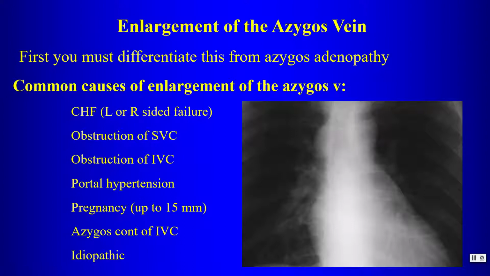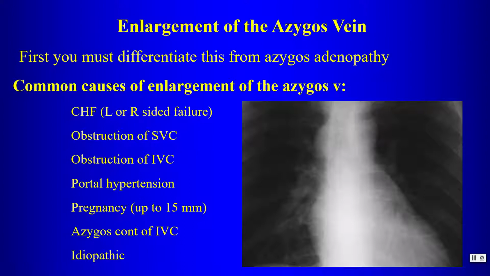Now, it is important to try to differentiate enlargement of the azygos vein from lymphadenopathy in the right paratracheal region. Common causes of enlargement of the azygos vein: CHF, actually anything that increases right-sided cardiac pressure or increases central venous pressure will result in distension of the azygos vein. Obstruction of the SVC, obstruction of the IVC. The azygos vein is an important collateral vessel in those circumstances.